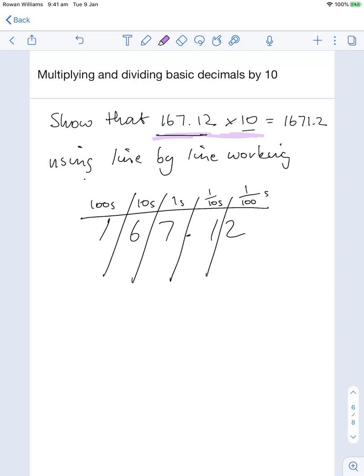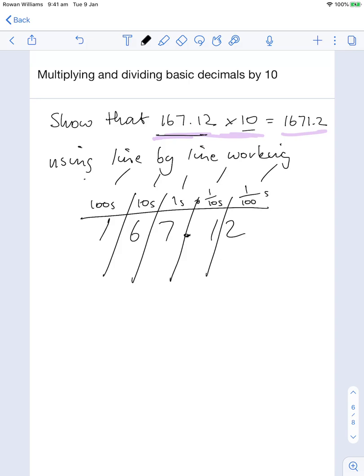show that 167.12 times 10 equals 1,671.2. And what I'm really trying to show there is why this decimal point has shifted across one column. If we look at our number written down in our place value columns, we've got our ones column, our tens column, our hundreds column, and our tenths and hundredths once we go after the decimal point, we really just want to show why it works: my number doesn't really change, my decimal point just seems to move across to the right.